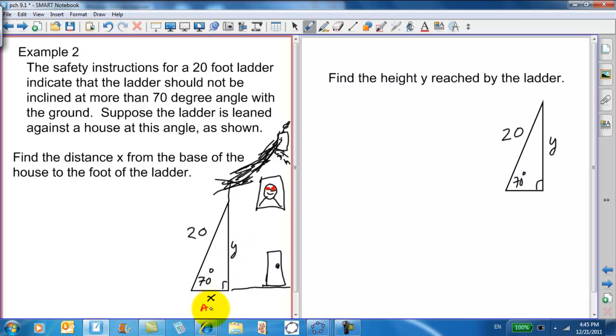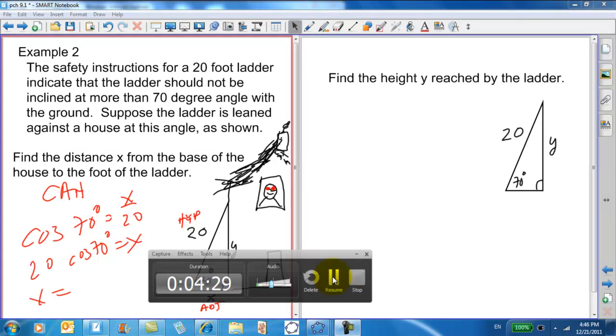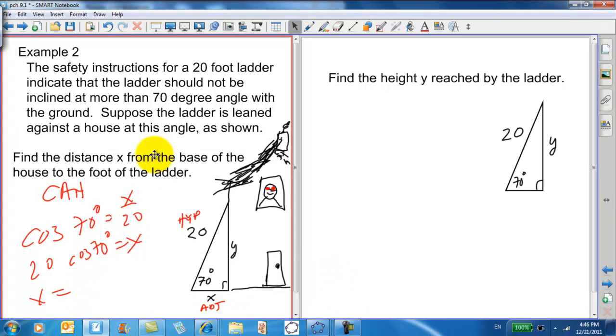X is adjacent. 20 is the hypotenuse. SOHCAHTOA, the CAH: the cosine. So the cosine of 70 degrees is the adjacent side x over the hypotenuse 20. So multiply both sides by 20, and we get x equals, calculator break, and I get 6.84.